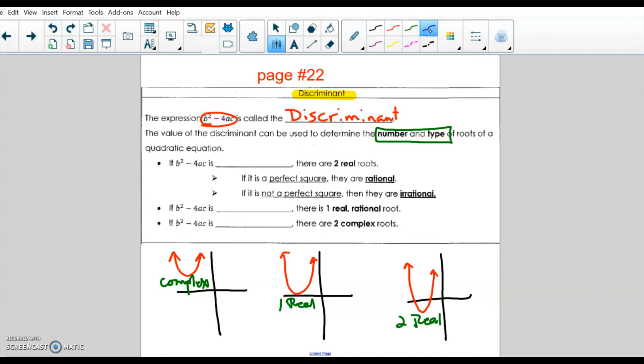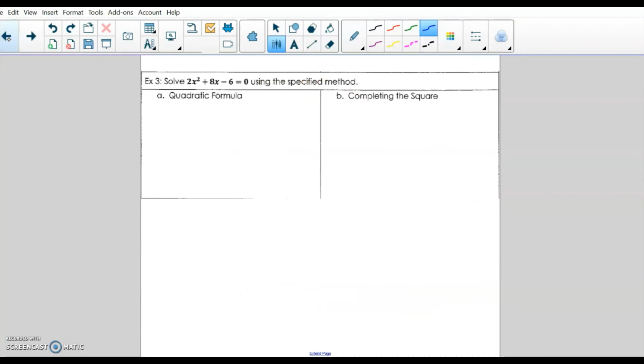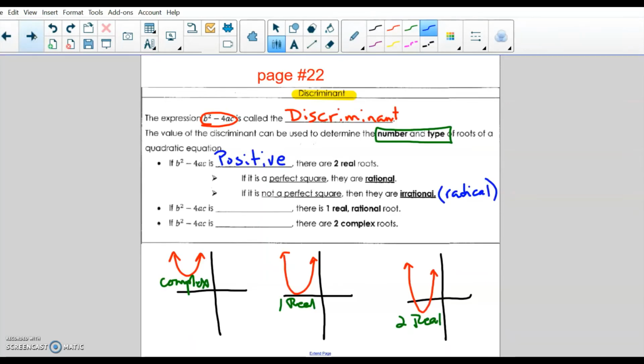And so if the discriminant is positive, there will be 2 real roots. If it's a perfect square, they're rational, meaning no radical. If the number is not a perfect square, then they will be irrational, which means you'll have a radical in the answer. And so we saw one of those on the previous problem.